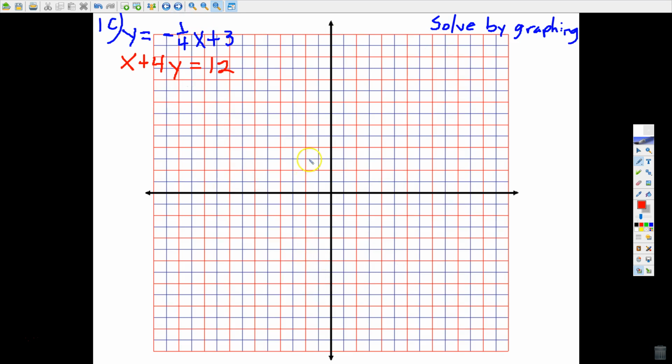Well, let's try letter C. We're still solving by graphing. The top one's already solved for y. That's nice. Let's take a look at the bottom one. Solve it for y. 4y is equal to negative x plus 12. y is equal to negative 1/4 x plus 3.